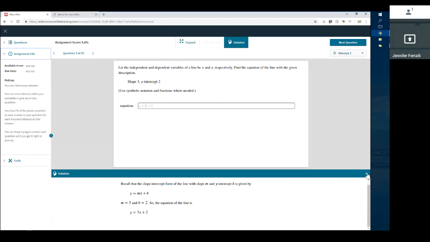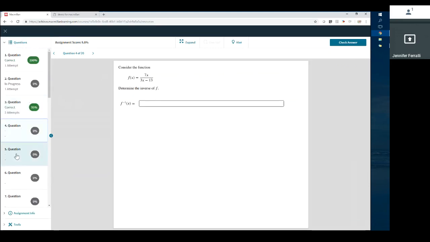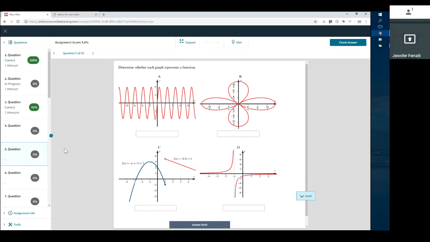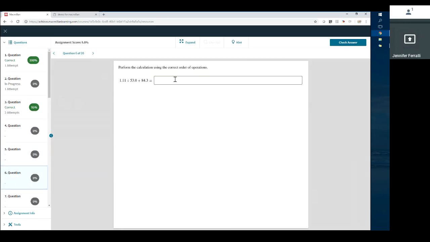We also have a variety of other question types available. For example, here's one of our drag and drop question types. Students can drag the appropriate answers into the answer blank. This is a numerical question type, where if you enter anything that's not a number or not a valid number, students are told.